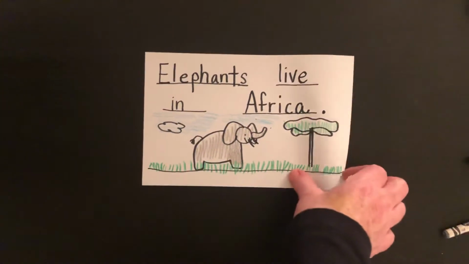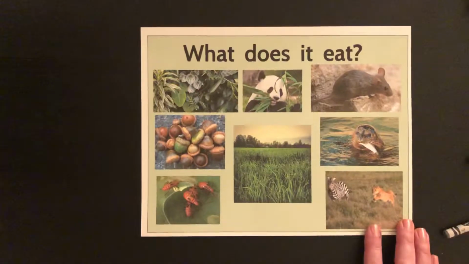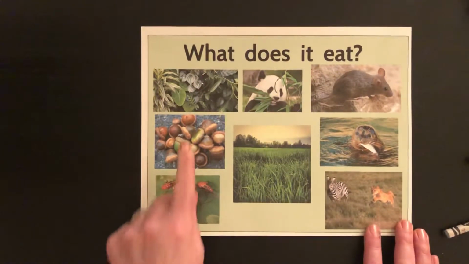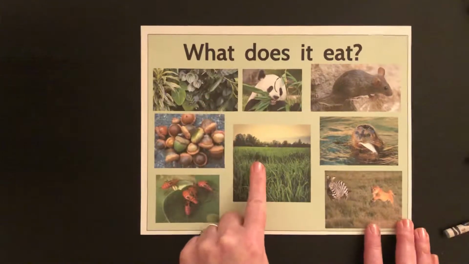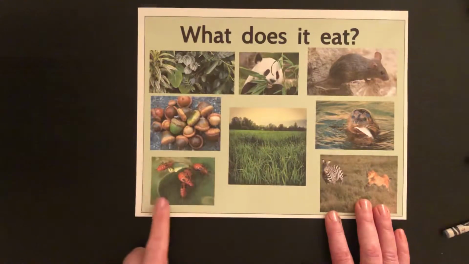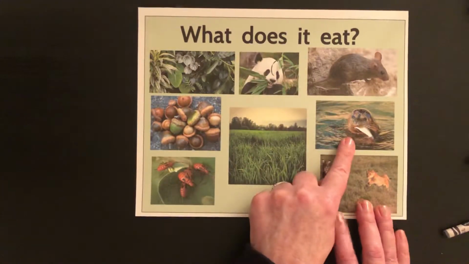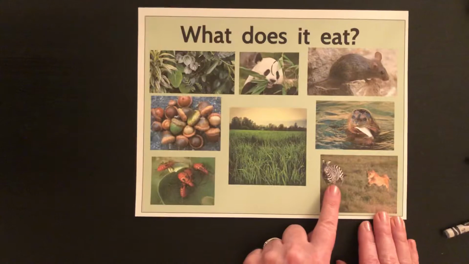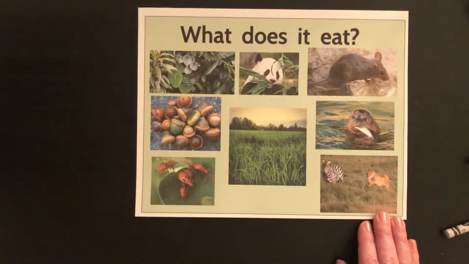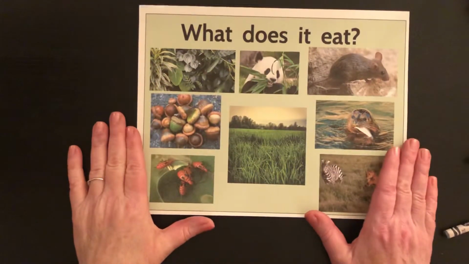So for our second page, friends, we are going to be asking ourselves this question. Our question is, what does it eat? What does an elephant eat? So think about what different animals might eat. Some animals do eat plants. Some animals eat nuts or grass. Some animals eat other animals like an insect or a small animal like a mouse, maybe a fish. Some bigger animals eat bigger animals. So there is so much to learn about what animals eat, and we want to know about what elephants eat.